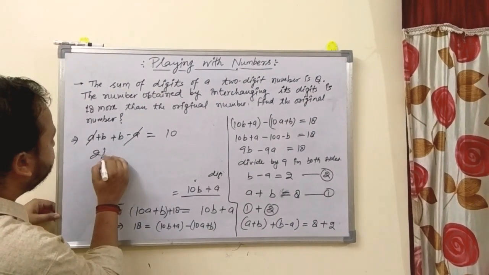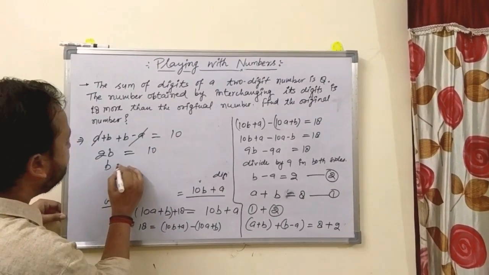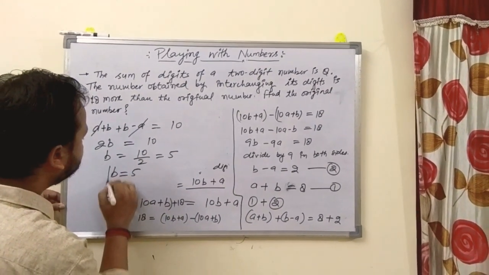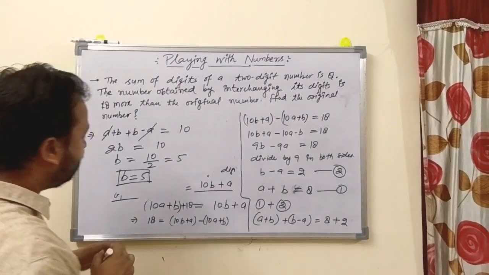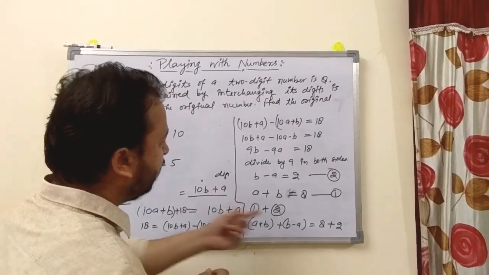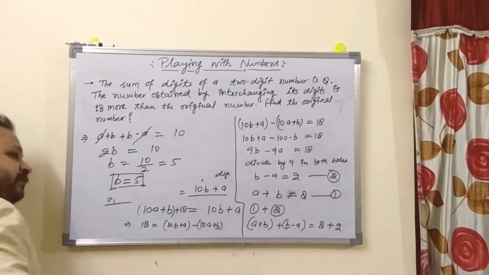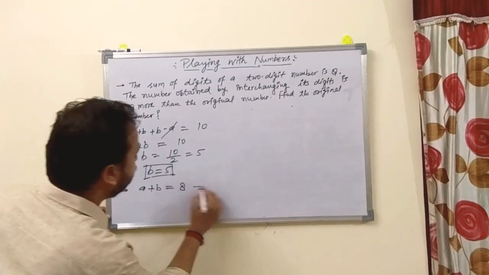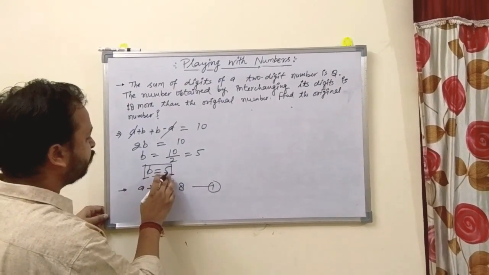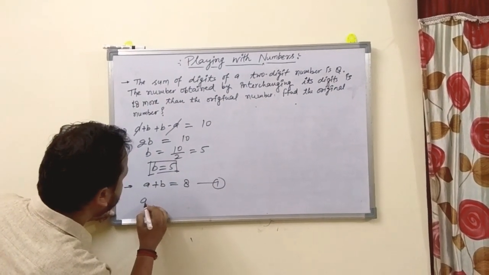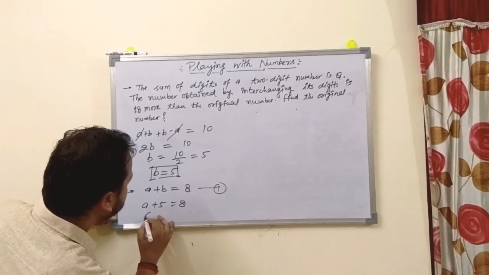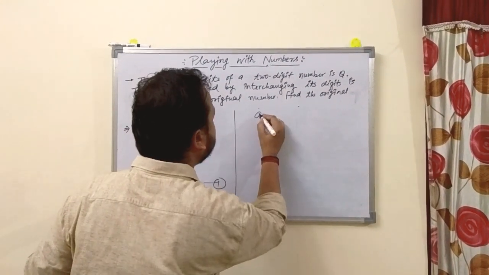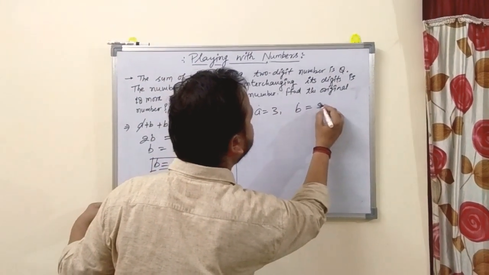A cancels, so 2B is equal to 10. B is equal to 10 divided by 2 equals 5. So B equals 5, right? Put the value of B into equation 1. So you know equation 1 was A plus B is equal to 8. Put B is equal to 5 in equation 1. What we get? A plus 5 is equal to 8. So A is equal to 8 minus 5, that equals 3. So we get A is equal to 3, B is equal to 5.